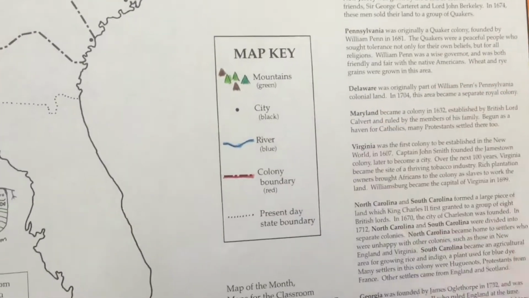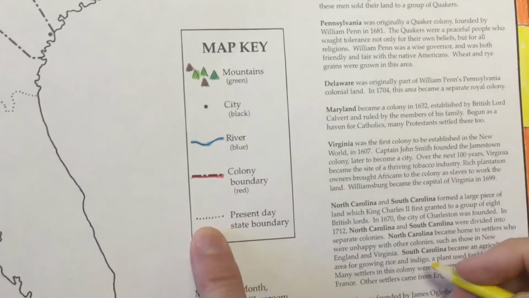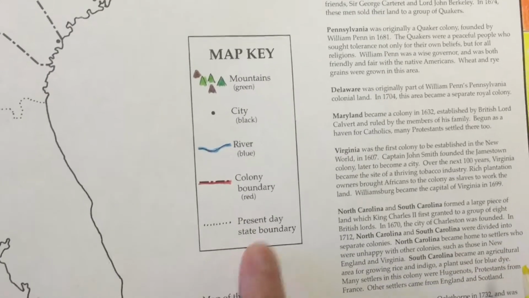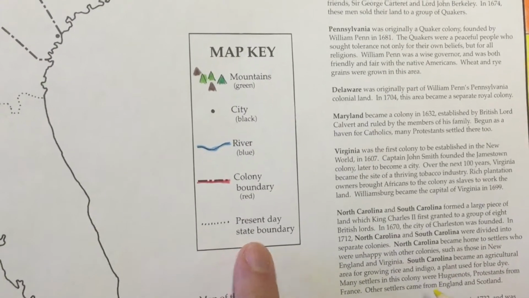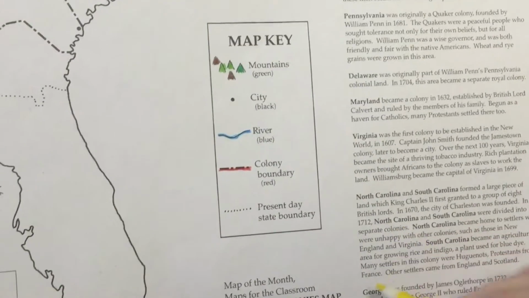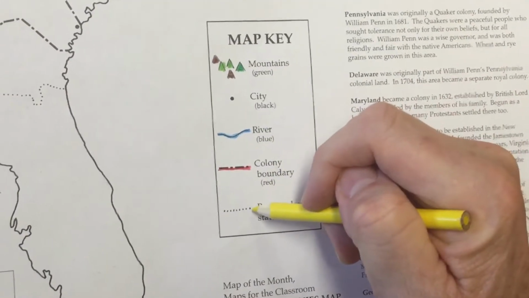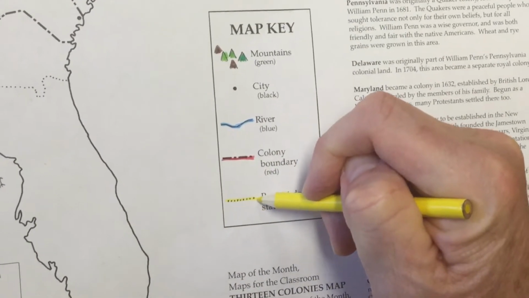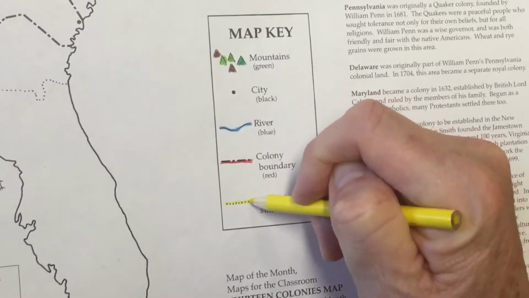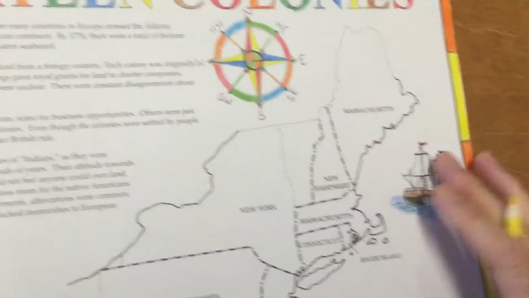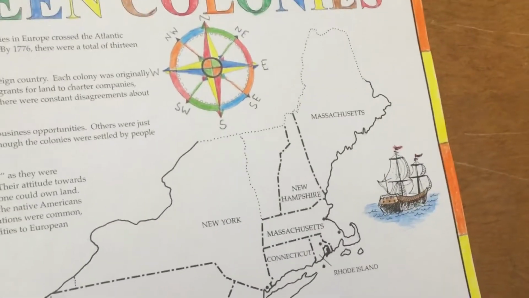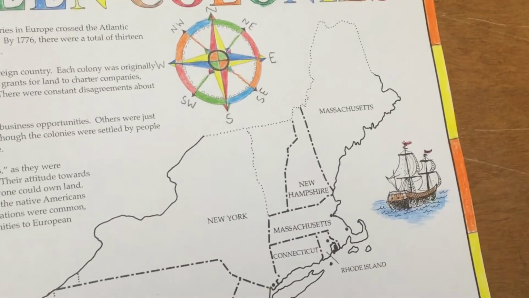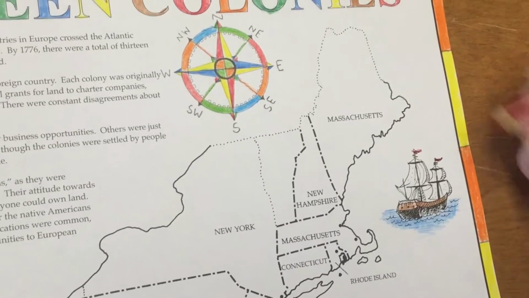Okay, and the dotted line represents the present day state boundaries. Those sometimes differ from the colony boundaries, so I think it's nice to add those in as well. Okay, and let's go over the 13 colonies, each colony and their boundary lines. So I'm just going to need a red for that. And we'll start up in the northeast.